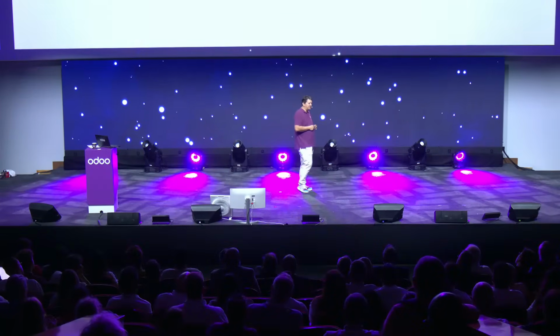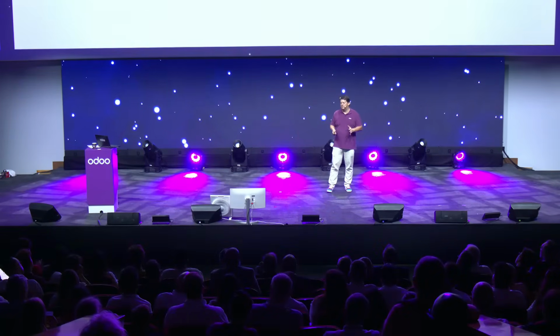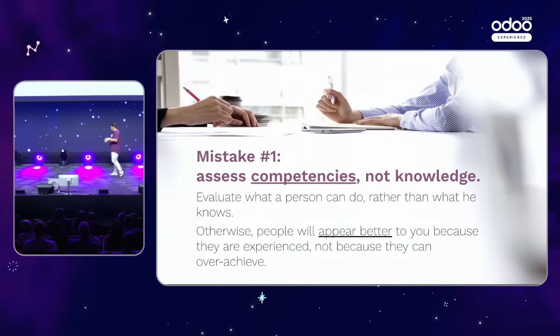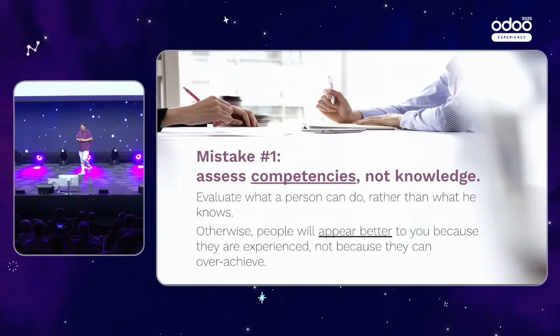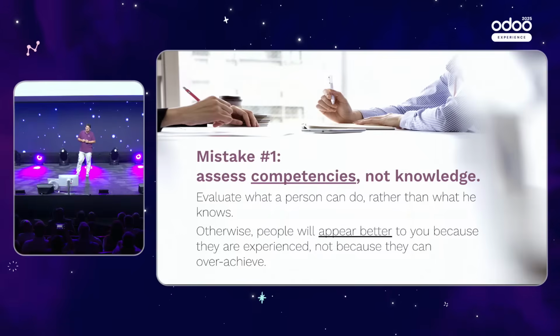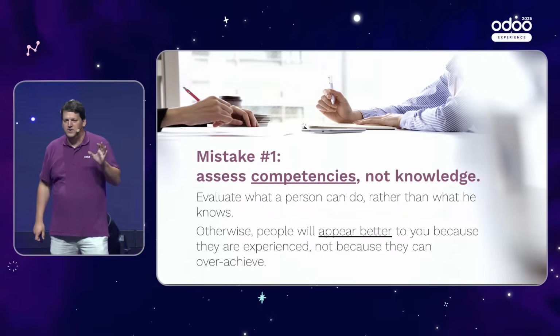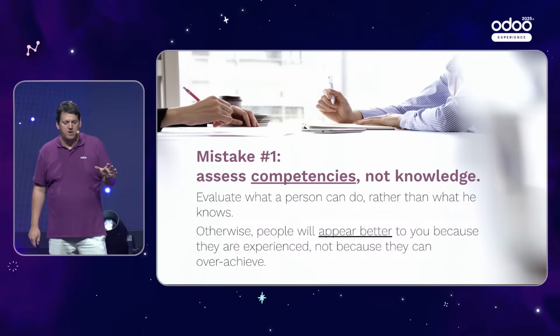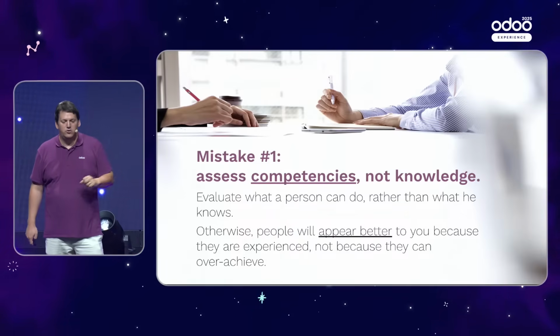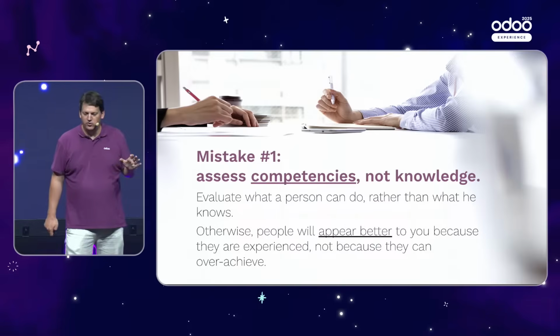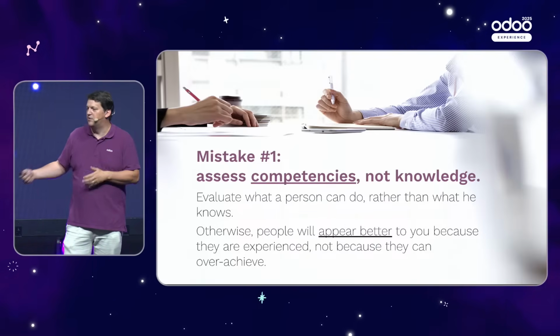All right, recruitment. In order to build a great company, you need great people. So the first mistake I see, as we train all your recruiters, is that people assess knowledge rather than competencies or capabilities to learn. So I think it's key when you recruit to assess and evaluate people from what they can do rather than what they know. Otherwise, people will appear better to you just because they did it before.